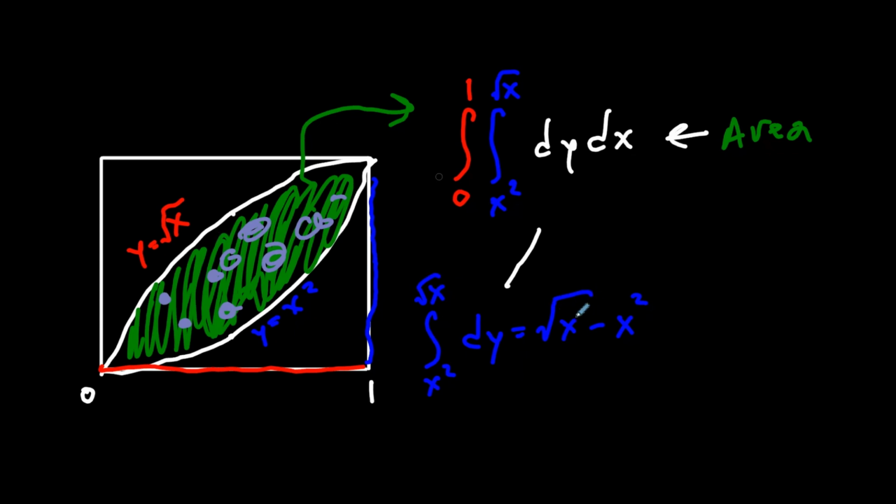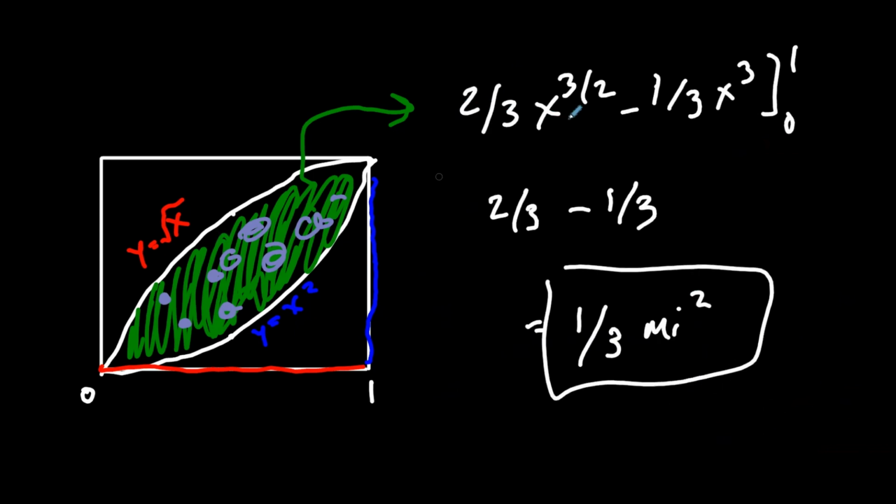Then you also do the 0 to 1 integral of this one right here. Simply go over here: 2/3 x to the 3/2 minus 1/3 x cubed. Plug in from 0 to 1. You get 2/3 minus 1/3, which is 1/3 square miles. So that means you need 0.33 square miles of grass to fill in this garden. So, a considerable project.